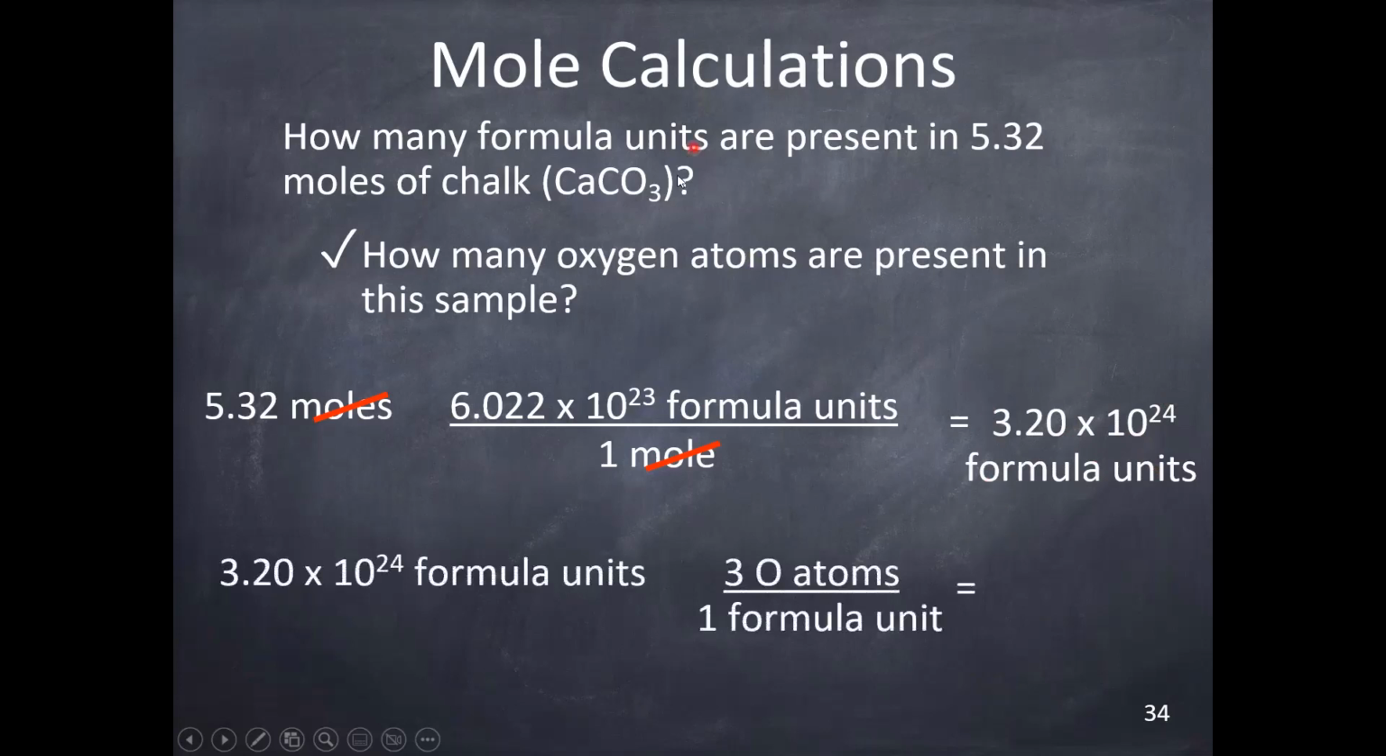But if we want to figure out how many atoms we actually have for oxygen, we got to go one step further. And basically for every 1 molecule, that's what we're referring to as a formula unit here. For every 1 molecule, we're going to have 3 oxygen atoms.